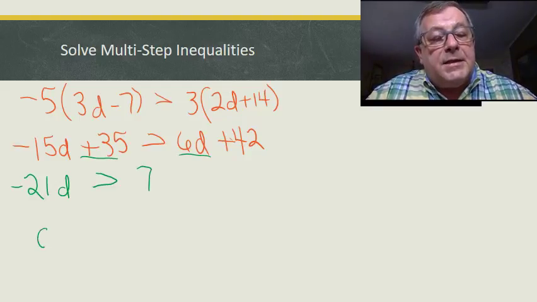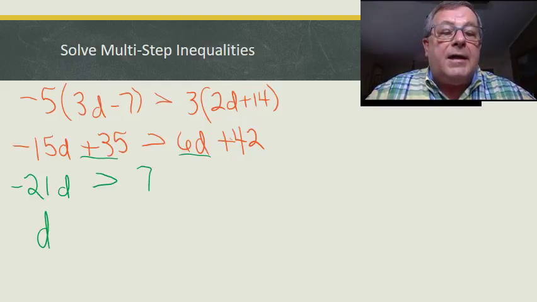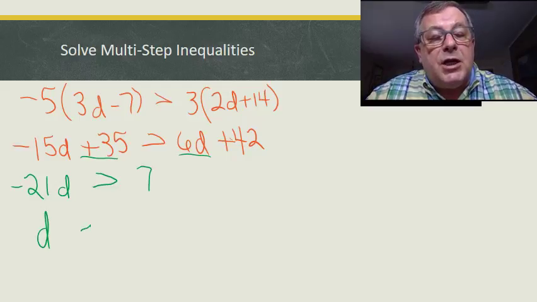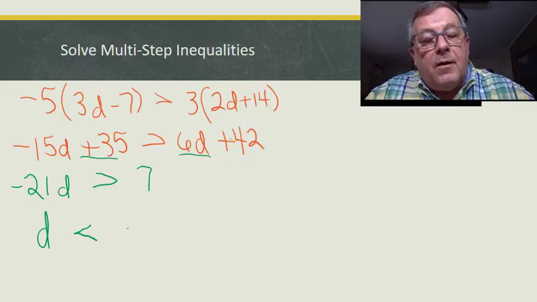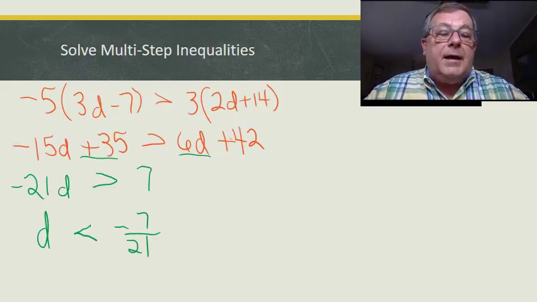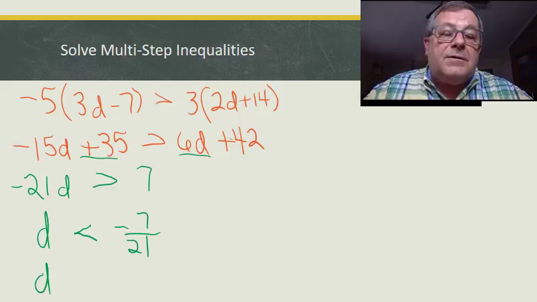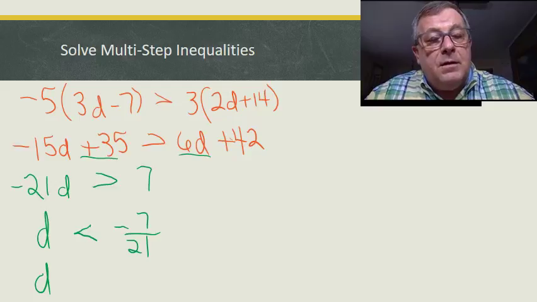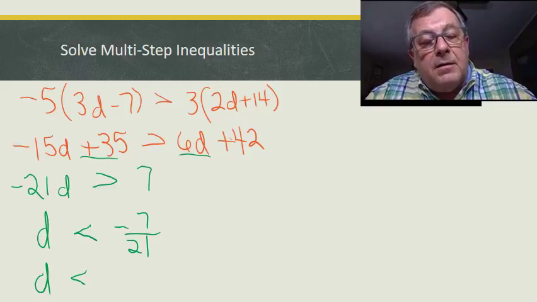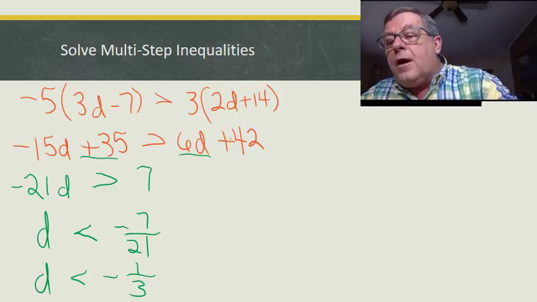I'm going to isolate the d by dividing negative 21 to both sides. But when I do, I've got to change this inequality symbol from a greater than to a less than. And so now I've got 7 over negative 21. And in looking at that, I can see that both 7 and 21 are divisible by 7. And so d is less than negative 1/3.